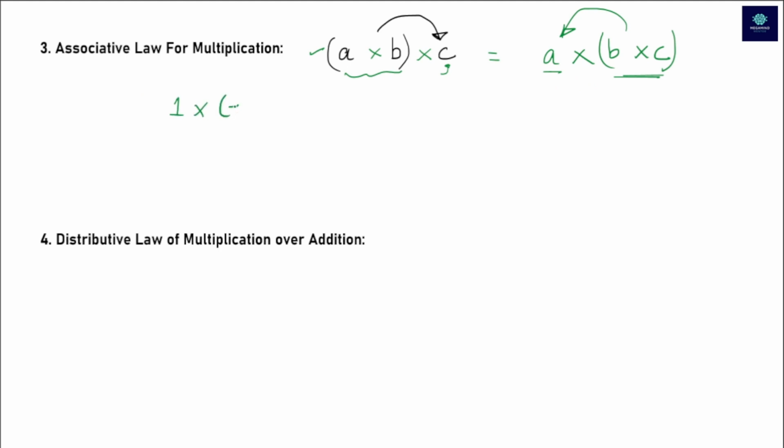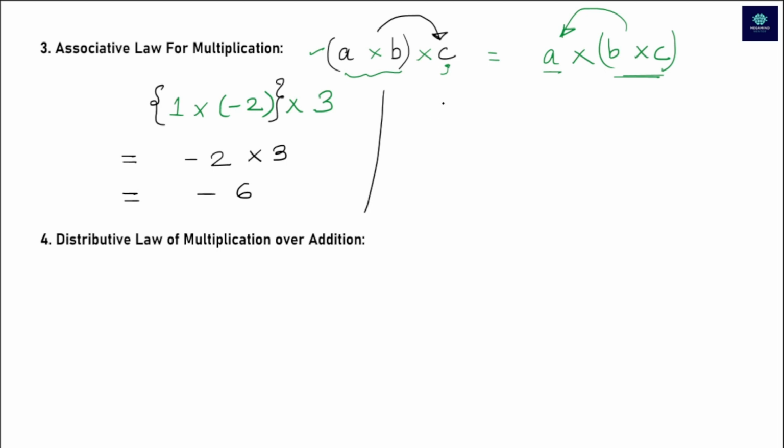1 is multiplied with minus 2 is multiplied with 3. So here let us multiply these two first. So a is getting multiplied with b. So we get here minus 2, and this minus 2 gets multiplied with 3, and our final answer is minus 6.